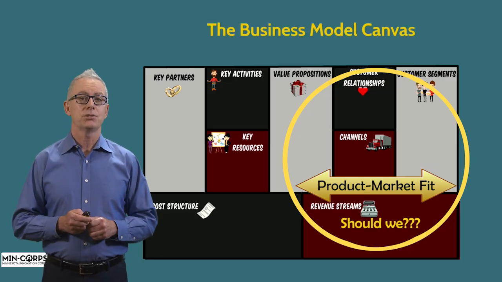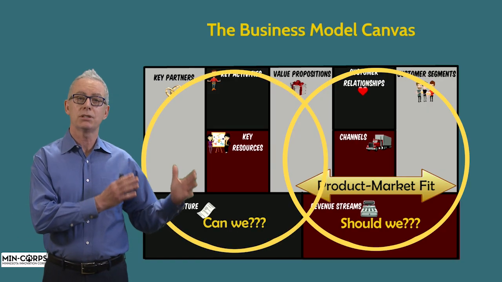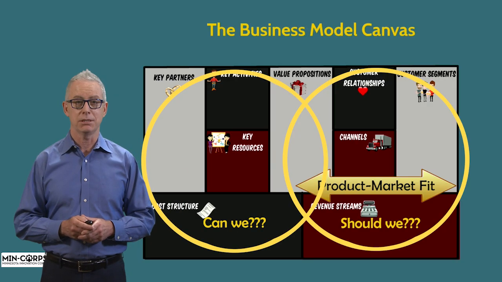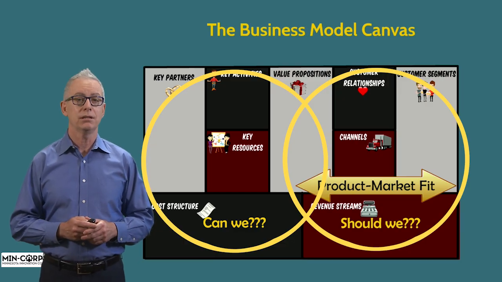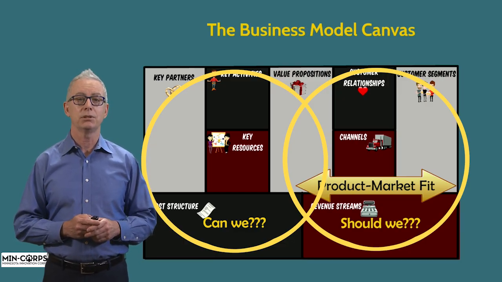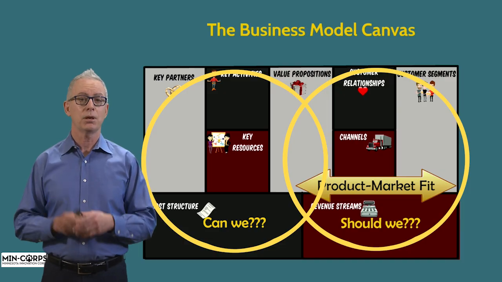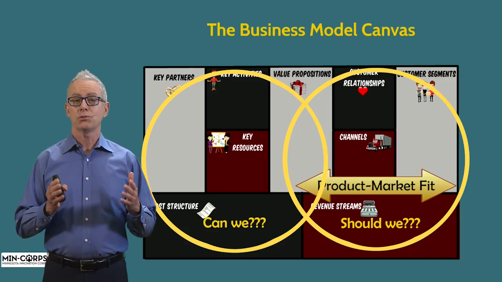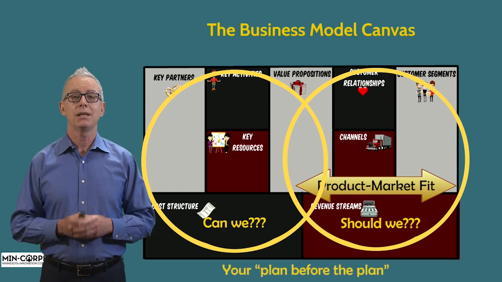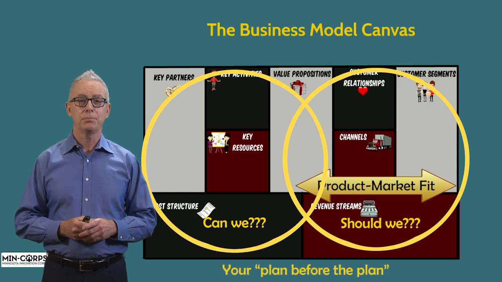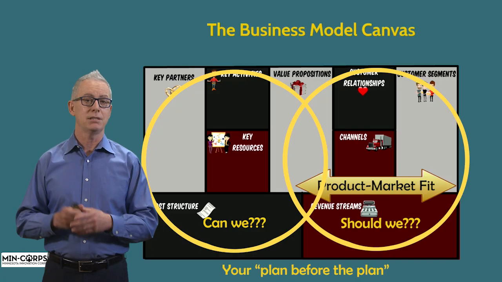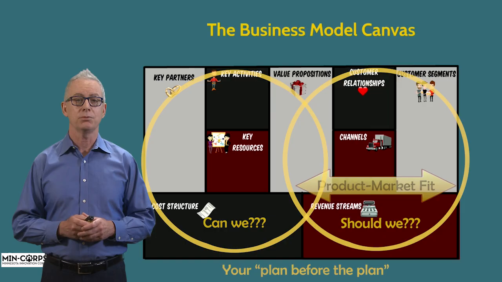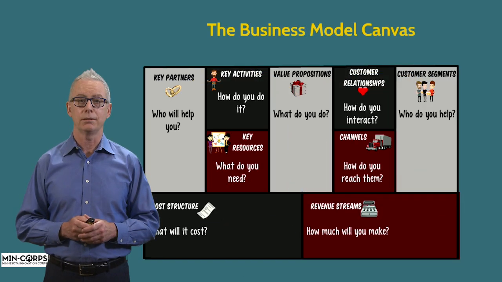Then, if we do establish that we have product market fit, we want to shift to the left side of the canvas and ask the second strategic question, can we build a business? Can we actually develop the infrastructure, resources, and capabilities that we'll need to be able to deliver our value proposition in a cost-effective way? So as we answer those two strategic questions, we are really developing our plan before the plan. We don't want to develop an elaborate business plan with detailed financial forecasts and market forecasts until we first establish that we have a truly viable business model.